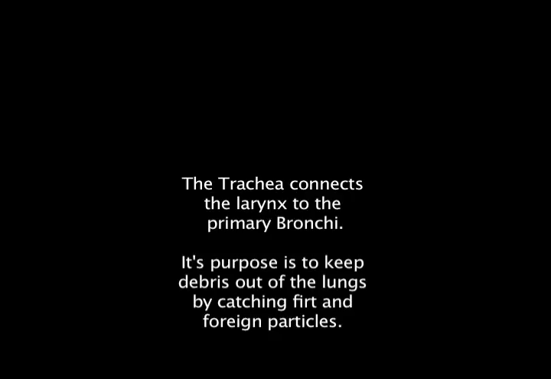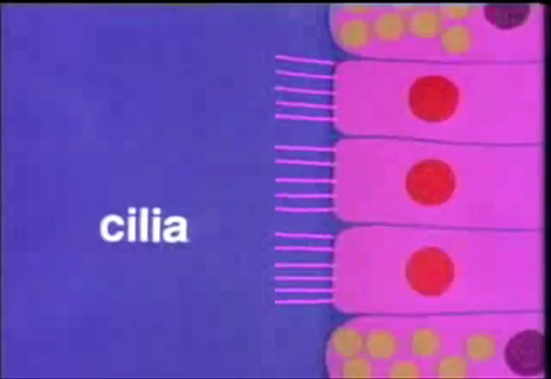The trachea, also known as the windpipe, is a tube connecting the larynx to the primary bronchi. Its walls consist of connective tissue and smooth muscle reinforced by C-shaped cartilaginous rings. The trachea is lined with mucous membrane and small hair-like structures called cilia. Their purpose is to keep debris out of the lungs by catching dirt and foreign particles. The body gets rid of this by coughing.